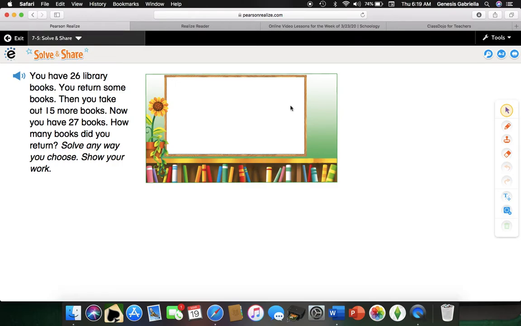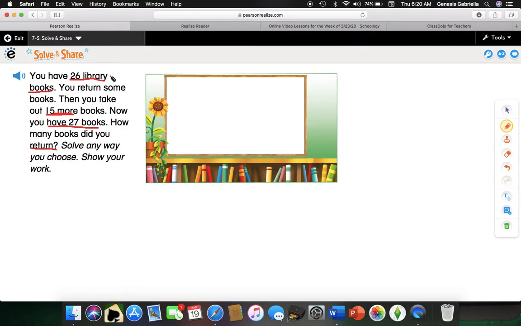Hi friends, so today we're going to continue to review our 1 and 2 step word problems. So we're going to go ahead and do 7-5 and we're going to start with our solve and share like usual. So it says here you have 26 library books. You return some books, then you take out 15 more books, okay? Now you have 27 books. How many books did you return?